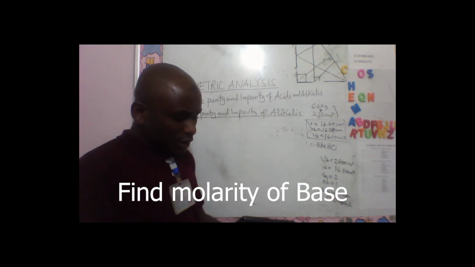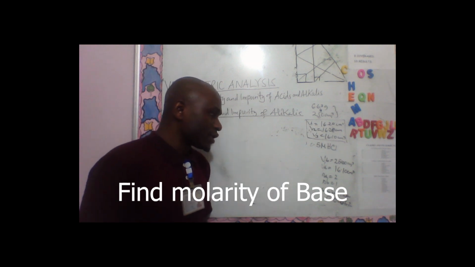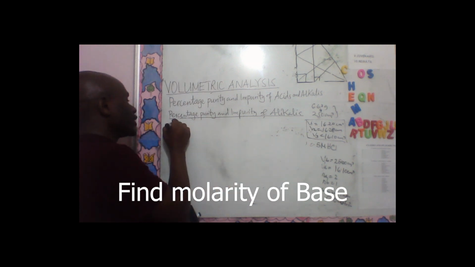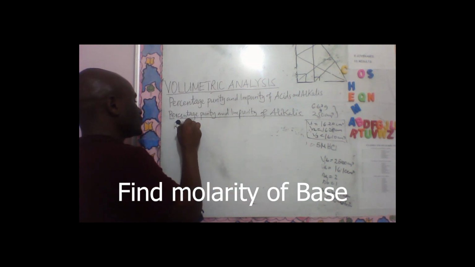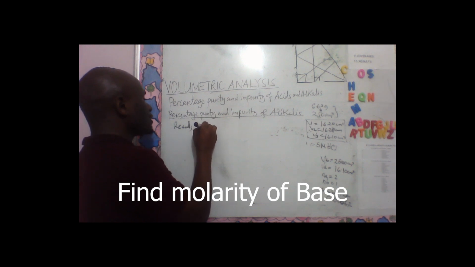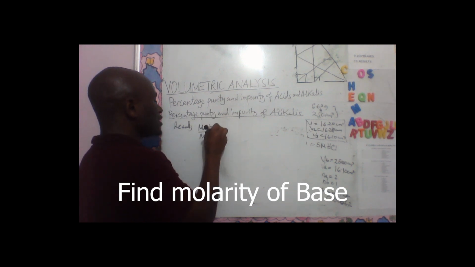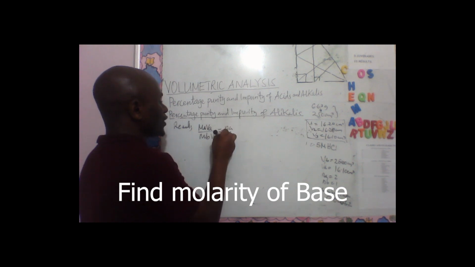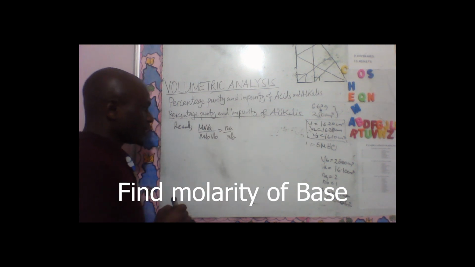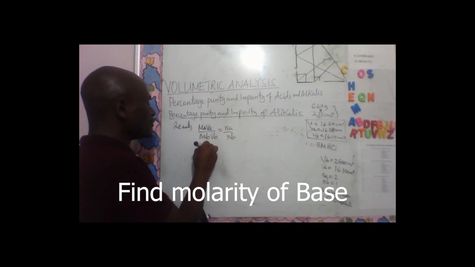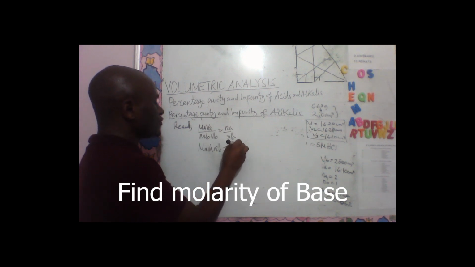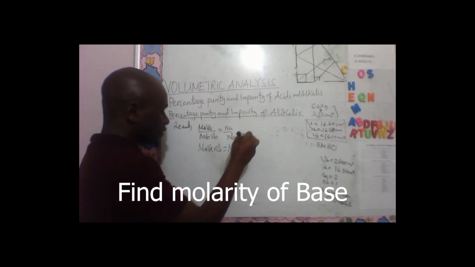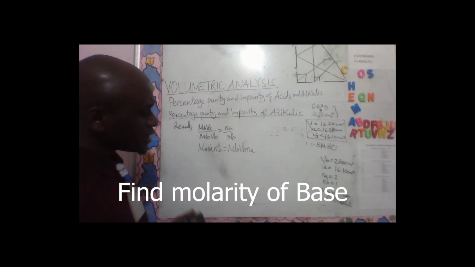How to know the concentration of a pure sample of base? We recall that molarity of acid times volume of acid over molarity of base times volume of base is equal to number of moles of acid over number of moles of base. So molarity of acid, volume of acid, number of base is equal to molarity of base, volume of base, number of acid.